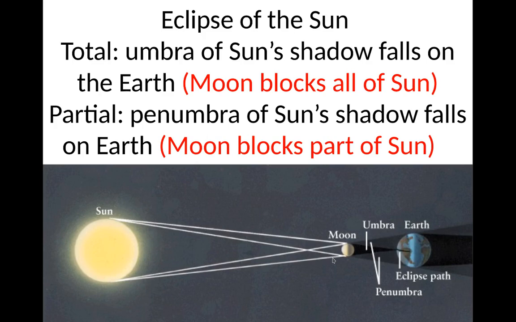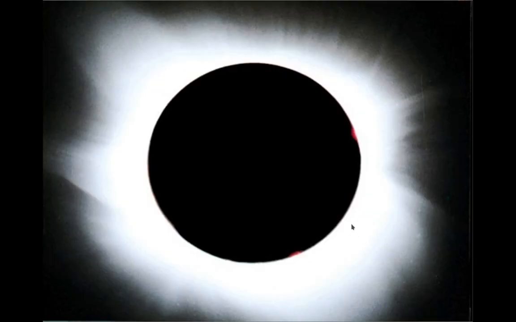Now, on the other hand, every now and then there's an eclipse of the sun. For that to happen, the moon has to be between the Earth and the sun. There are two parts to it. There's the part where the Earth will be in the umbra, and those would be total eclipses. The moon blocks out all the sun. And there'll be partial eclipses, where the moon blocks out only part of the sun. All right, so here's a total eclipse of the sun.